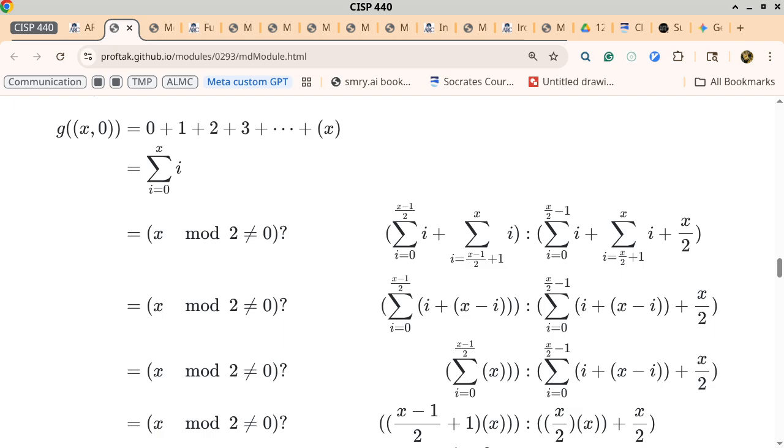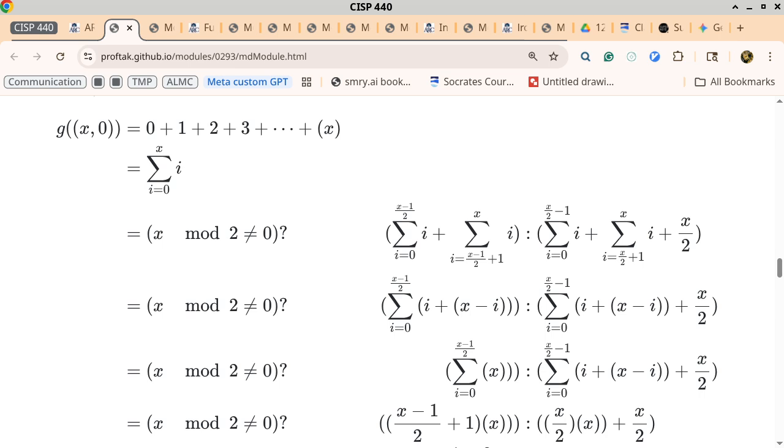So 5 mod 2 is a 1. 1 does not equal 0 is true, so you have to use this portion here. If x is 5, then 5 minus 1 is 4. 4 divided by 2 is 2. So this first sigma notation would only go from 0 to 2.